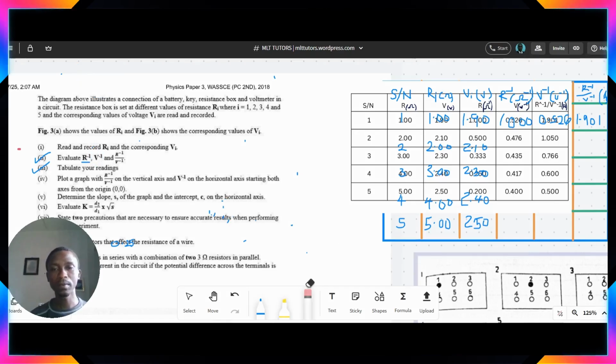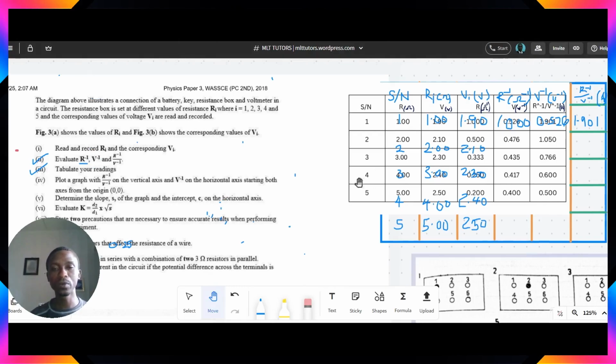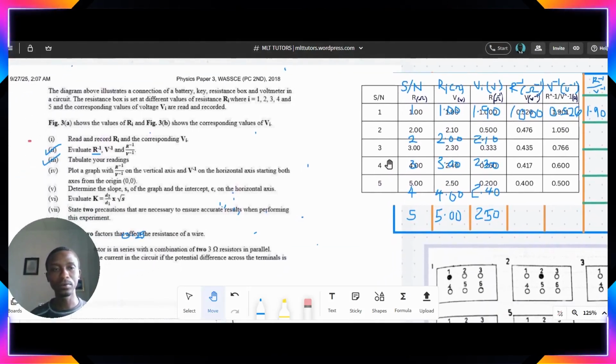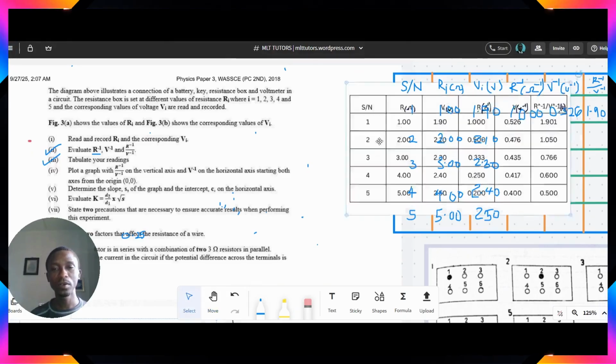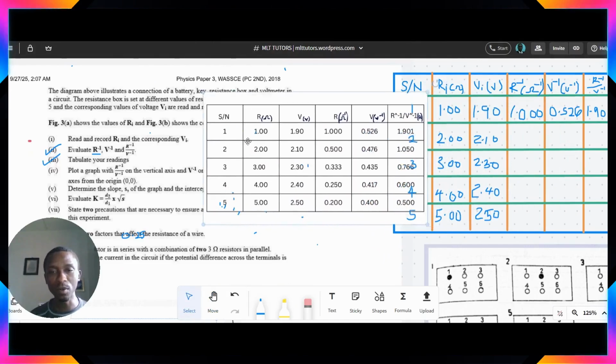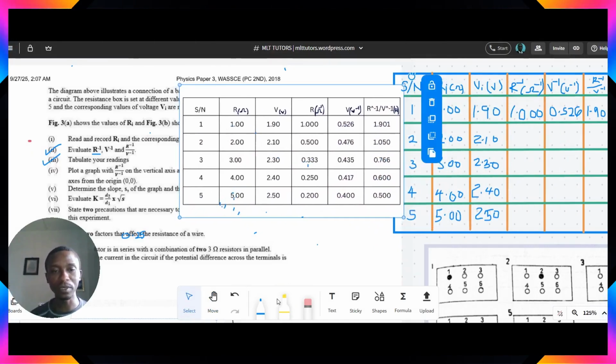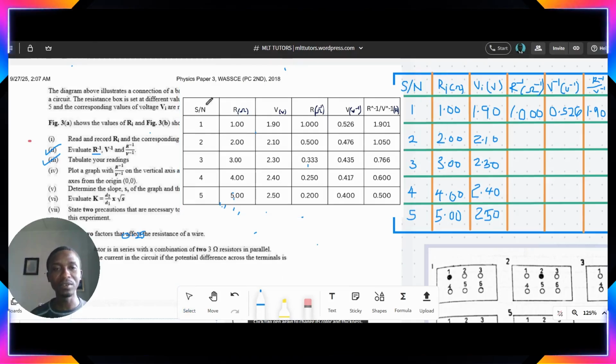Okay, so now we have the value. Oh, I'm not supposed to move the screen. I'm supposed to move. So we have the complete table here. Just look at it. Here's the serial number telling us the number of times we are repeating the experiment. And there is our R in ohm according to the question.